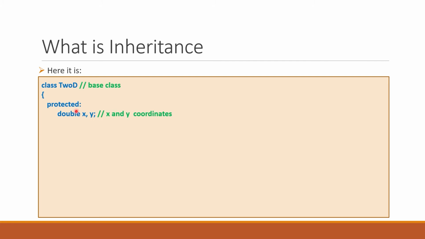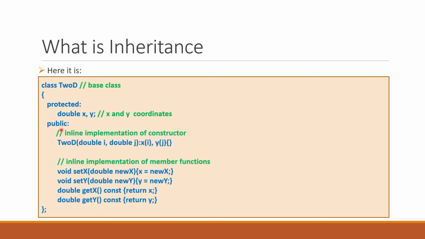For now, protected simply means that members can only be accessed by members of this base class and any derived classes. Then we have our public member data and functions. So here we only have member functions. And I want to introduce inline implementation, which is new syntax for you, I'm assuming.